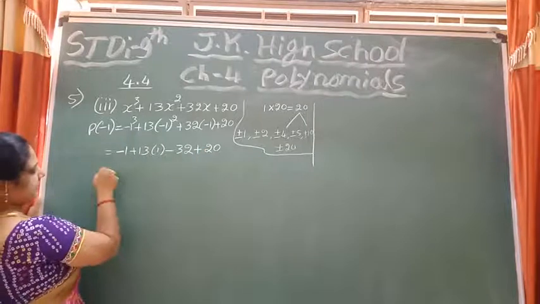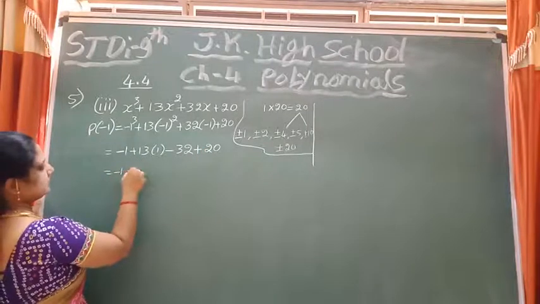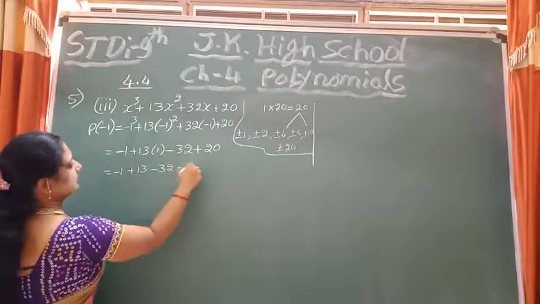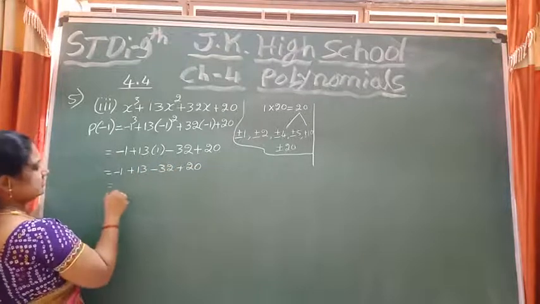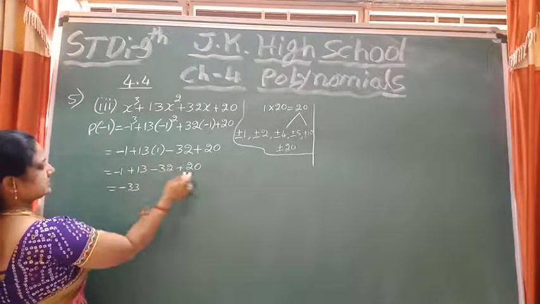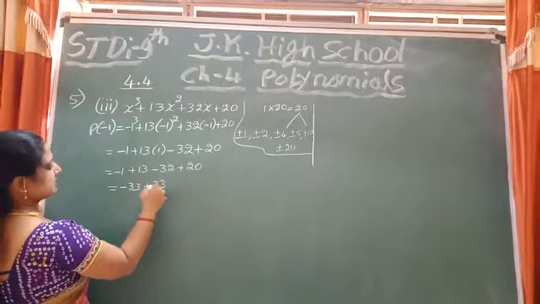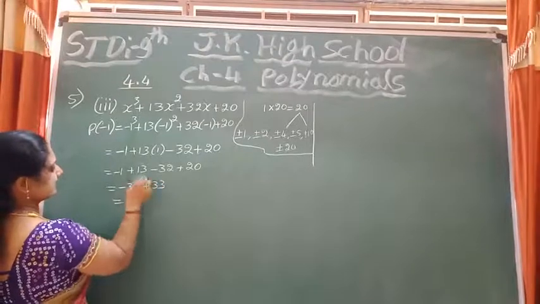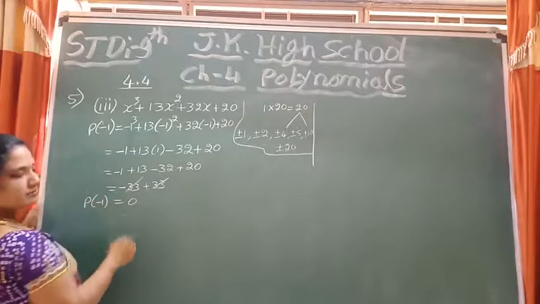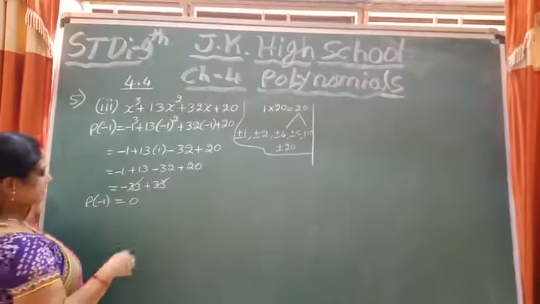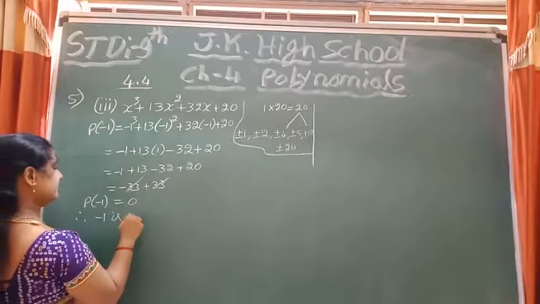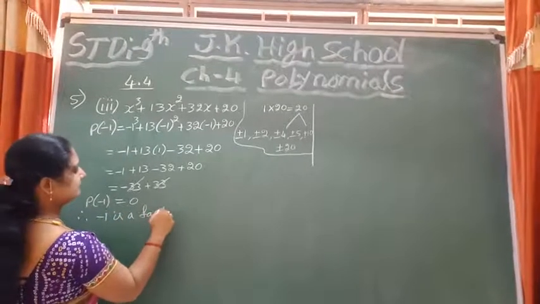Now you simplify. Minus 1, 13 ones are 13, minus 32 plus 20. So if you observe here, minus 1 minus 32 is minus 33, plus 13 plus 20 is plus 33. So you get 0 as answer. Then minus 1 is a factor of this polynomial.